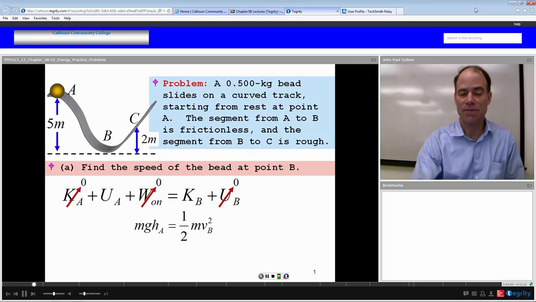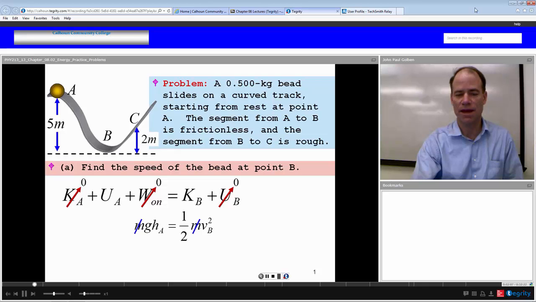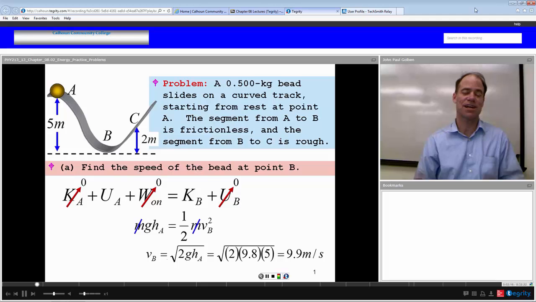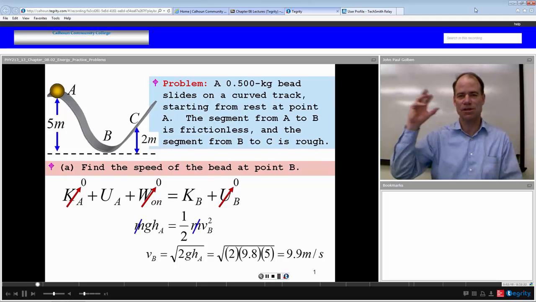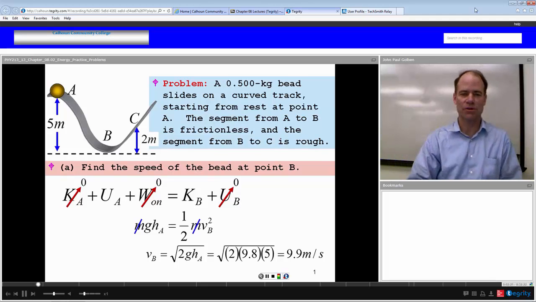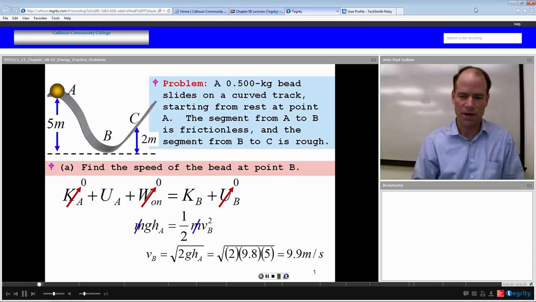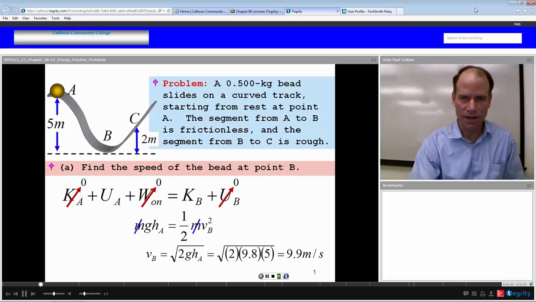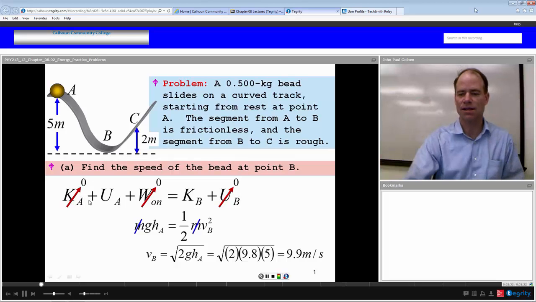I have the same mass on both sides, so I can divide through by that, get rid of that, multiply both sides by 2 and take the square root, and I have that the velocity at B is the square root of 2gh. How about that? It's that special case where you start from rest, you go down to a lower height with no friction, and your speed is the square root of 2gh independent of your mass. In this case, it's going to be the square root of 2 times 9.8 times 5 meters for our height, and that'll be 9.9 meters per second. So that is our speed at point B.